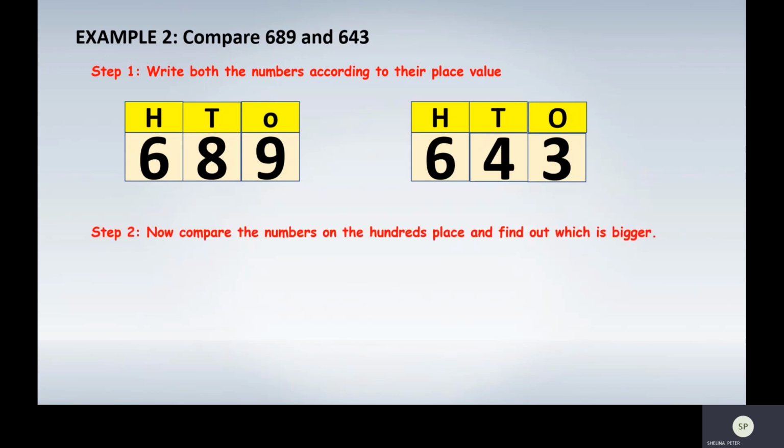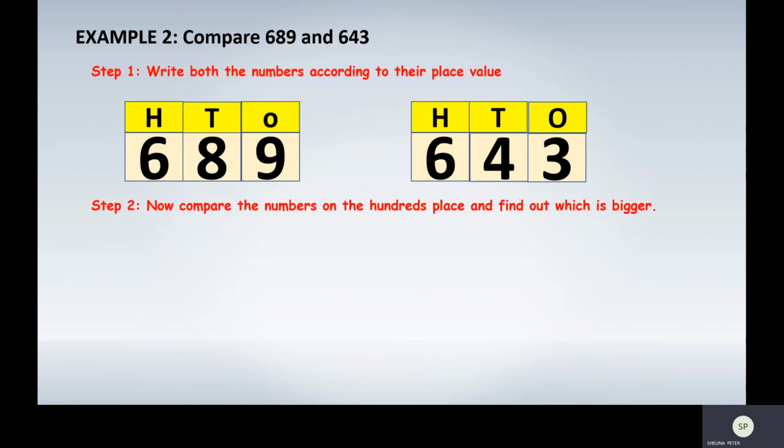So the second step is compare the numbers on the hundreds place and find out which is bigger. So which is the number at hundreds place? 6. And here again we have 6 at hundreds place. So we are going to compare these two numbers and find out which is bigger.